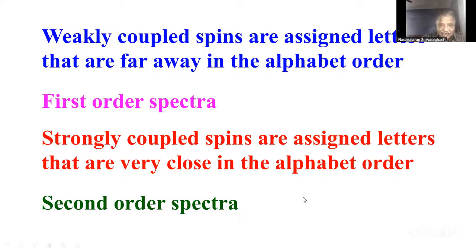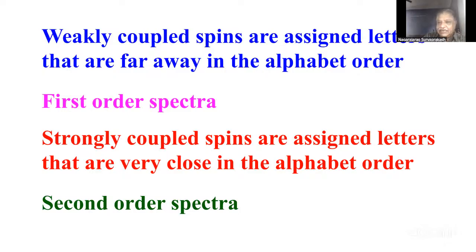Whereas for the second order spectra, first order analysis is sometimes very difficult. Okay, up to 2 spins we can manage. But beyond that, 3 spins or more, first order analysis is not possible because the spins are strongly coupled. We need to analyze by using numerical analysis, like using computers. Okay, but that is the convention.